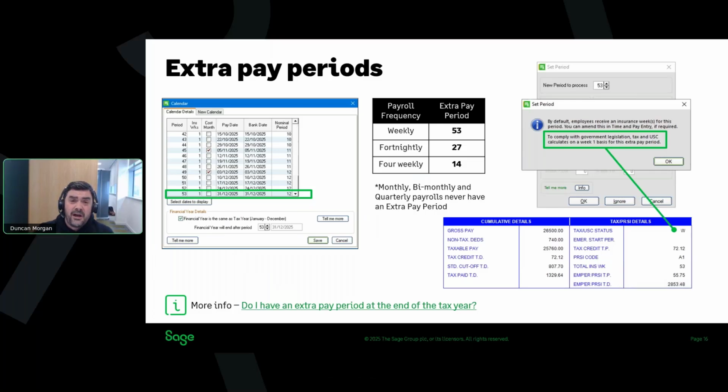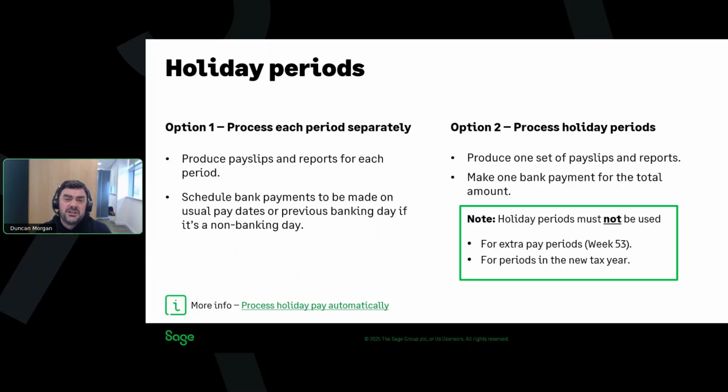Now, next thing I'm going to talk about are holiday periods. And again, this is something that would usually mostly affect weekly pay frequencies. Now, as the end of the tax year is the same as the end of the calendar year, obviously that falls around the Christmas period. So there is a good chance that you will be away from work in those final weeks of the year.